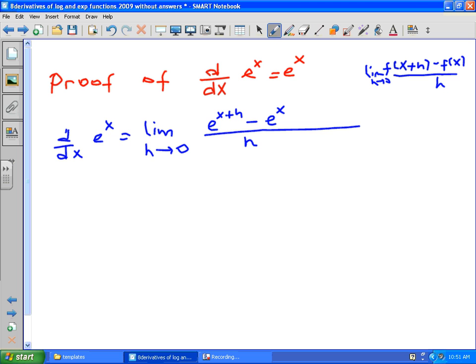If you substitute 0 for h right now, what do you get? e to the x minus e to the x, which is 0, over 0. So we get 0 over 0. We've got to do something more here to simplify it. And what I'm going to do is factor out e to the x.